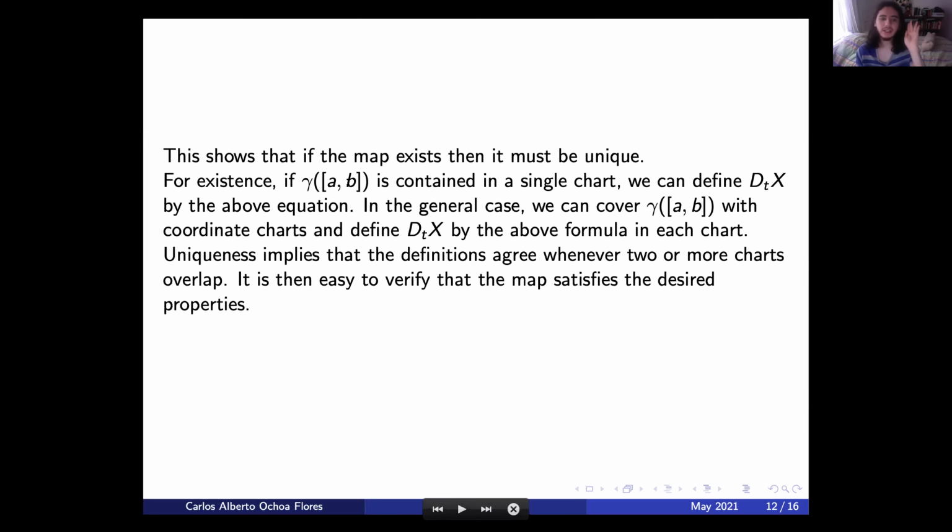That's what I say here. If the image by gamma of the interval is contained in a single chart, we can define this function by the above equation. And in the general case, we simply cover the image of gamma by coordinate charts and define the function locally, and since the function must be unique in each of the charts, then in the overlaps it will coincide and it is well defined, right? So that's mostly it. I don't know if there's anything else I want to say.